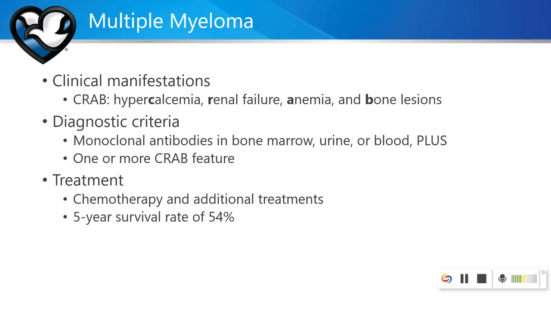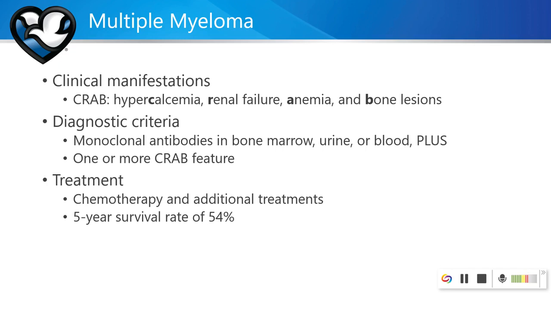Malignancy is often well advanced upon diagnosis, and clinical manifestations can be remembered using the acronym CRAB: hypercalcemia, renal failure, anemia, and bone lesions. Diagnosis is often made incidentally with routine blood work or images. The criterion includes monoclonal antibodies in bone marrow, urine, or blood, plus one or more of the CRAB features. All patients with suspected multiple myeloma need a serum protein electrophoresis.